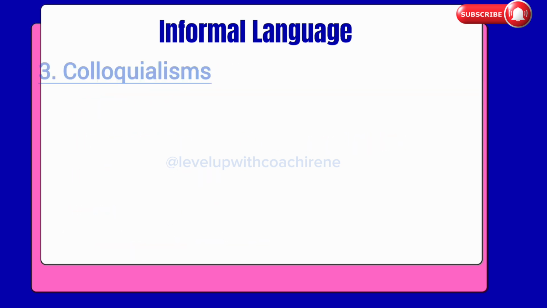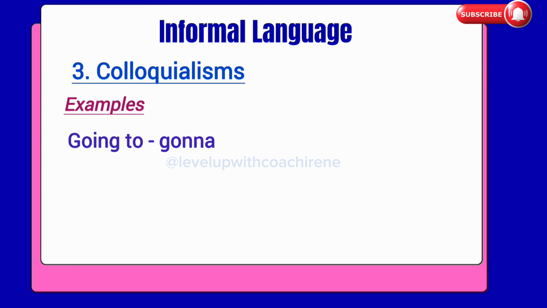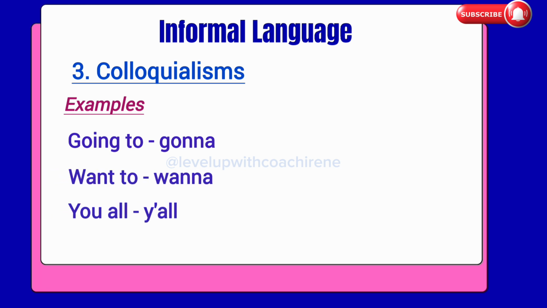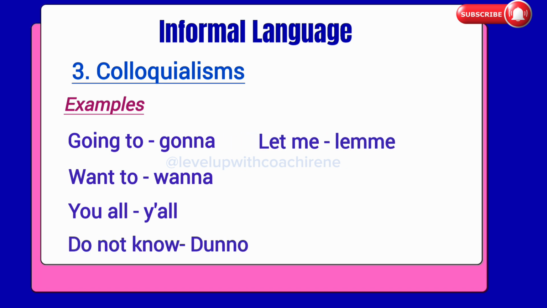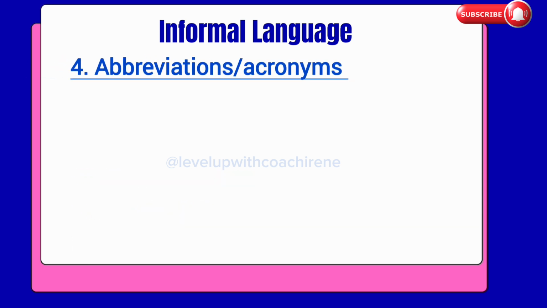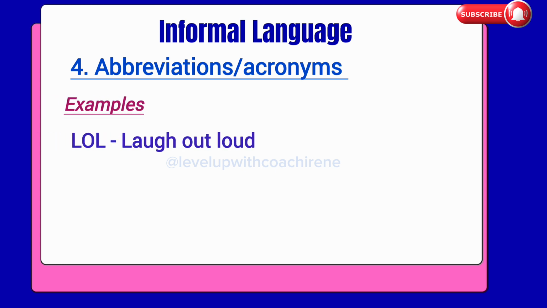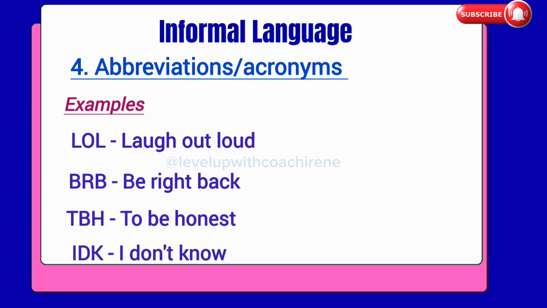We also have colloquialisms. Colloquialisms are everyday words or phrases commonly used in casual conversations. Let us look at some of them. Going to becomes gonna. Want to becomes wanna. You all becomes y'all. Do not know becomes don't know. Let me becomes lemme. We also have abbreviations and acronyms. They are shortened words and phrases often used in texting and online chats. They include LOL, BRB, TBH, IDK, and many more.